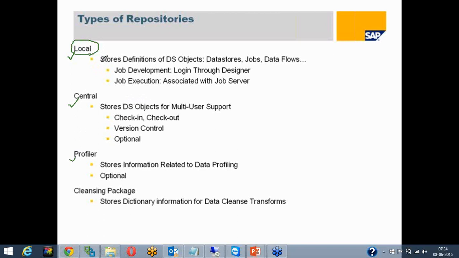The local repository basically stores definitions of Data Services objects: datastores, jobs, data flows, workflows, and all of that. You will have to log in through a Designer and associate it with a job server. Every single user who has to log into Data Services will need a local repository. What it does is allow you to synchronize the job server, the management console, and also the Designer that you're logging in. All the jobs that you define and the transformations that you define are handled as definitions on that repository. So let's see how to create a local repository.